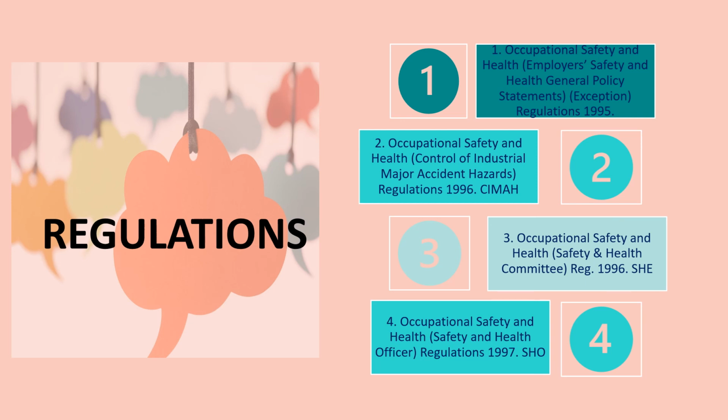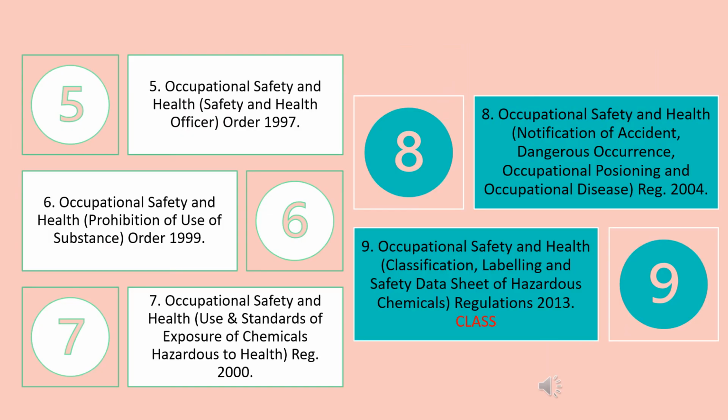This is the regulation applicable under OSHA 1994. The first one is Occupational Safety and Health Regulation 1995. Control of Industrial Major Accident Hazard Regulation 1996. Safety and Health Committee Regulation 1996. Safety and Health Officer Regulation 1997.